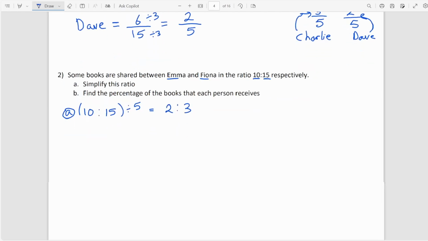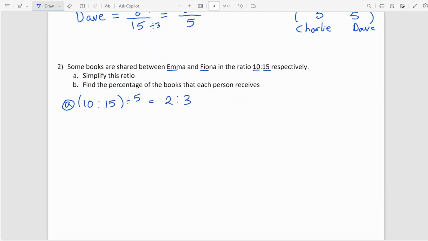Okay. So now to continue in this example, so we got 2 and 3. Now for part B, find the percentage of the books that each person receives. Now, we want to find the percentage. Now the trick to finding the percentage is firstly finding the fraction and then turning it into a percentage. Now, I'm going to use the simplified ratio, 2 to 3. Now again, the total parts is 2 plus 3, which is equal to 5. Total parts.